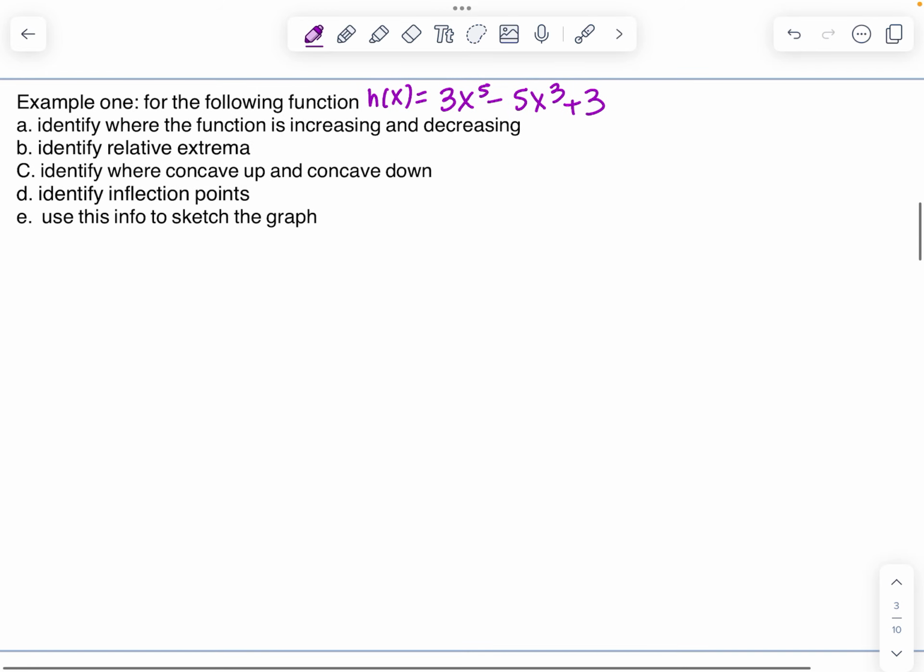So our very first function we're going to try to sketch is h of x equals 3x to the 5th power minus 5x cubed plus 3. And the steps over here, a through e, kind of walk us through what we want to do. And then we'll collect all our information that will help us sketch.